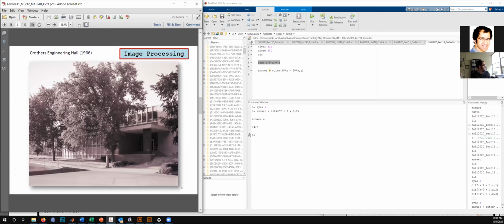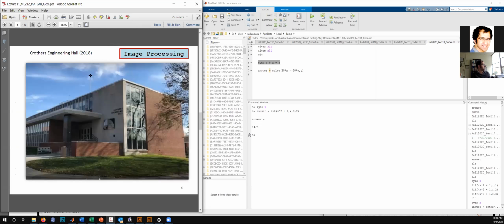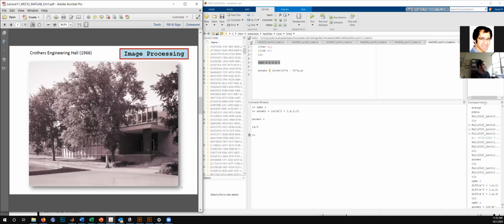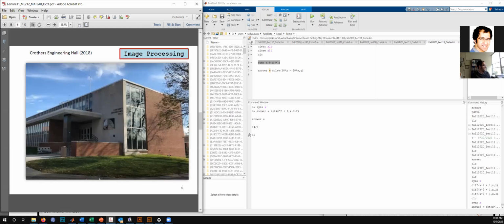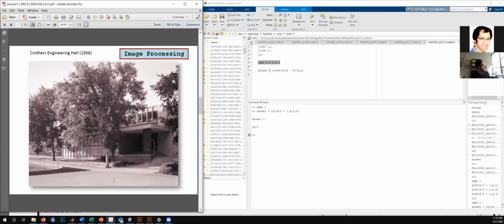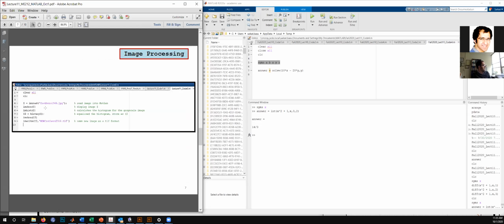And this is a fun picture. This is actually in the Crosses Hall in 1966. And this is in 2018. So there was a tree which got taken off. Some new things were added to the building wall. But basically, I have tried to include, like import these images into MATLAB, and this is the screenshot for that.